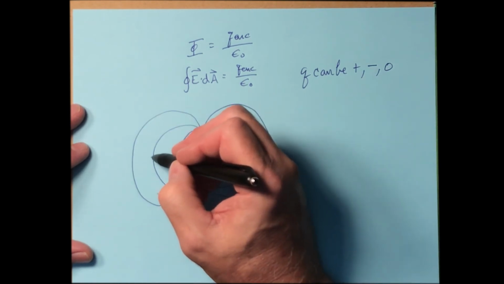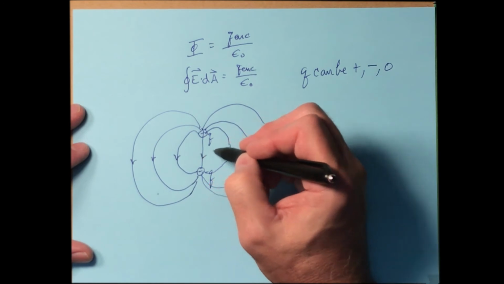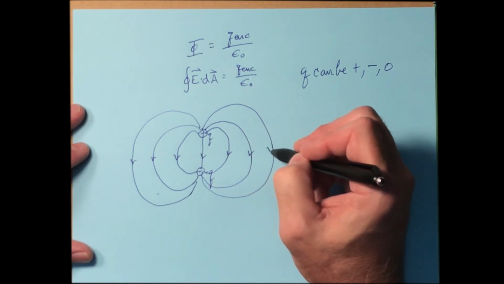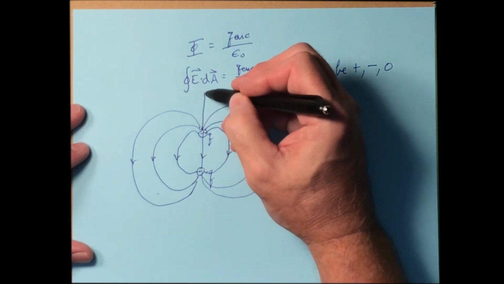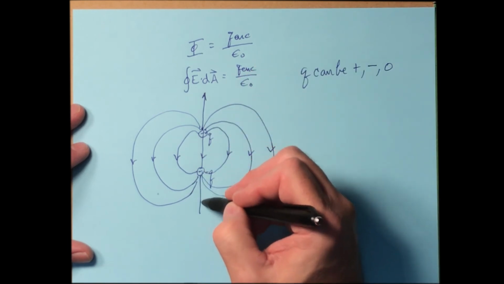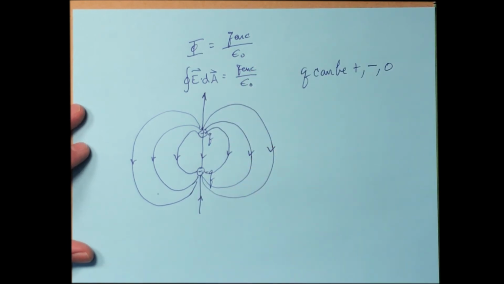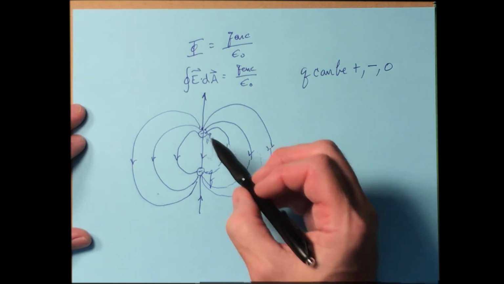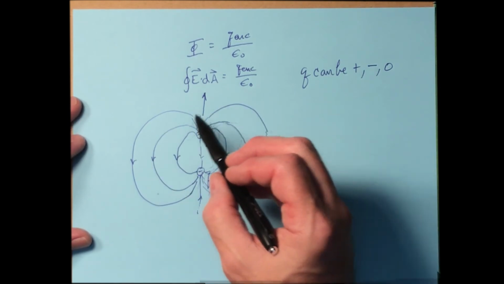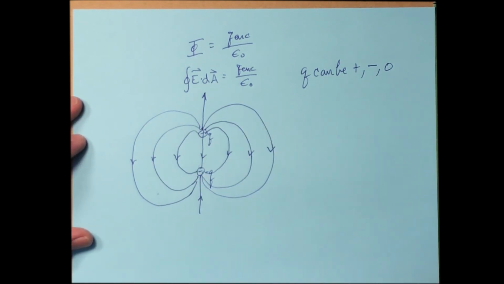They're going to have a direction associated with them. It's always going to go from the positive to the negative charge, except for this one that goes off in that direction, and this one that comes in from that direction. All right, now, given that we have electric field lines all the way around, I want to ask you a question.